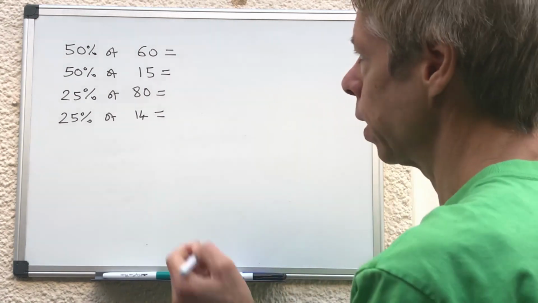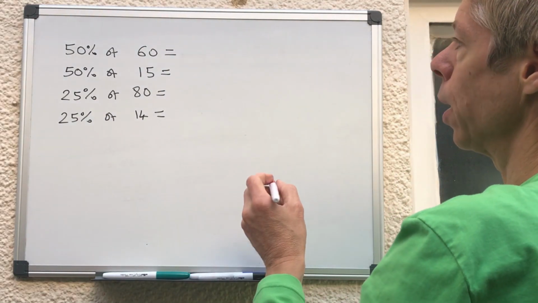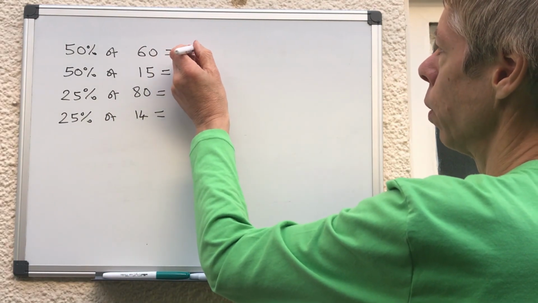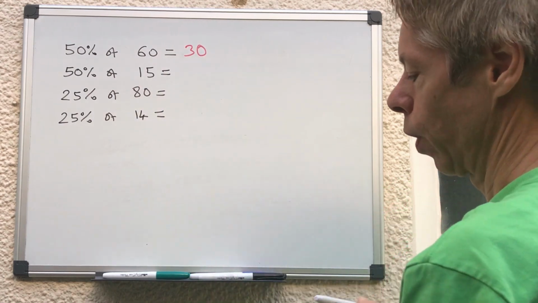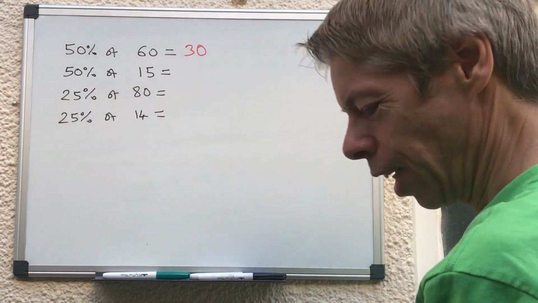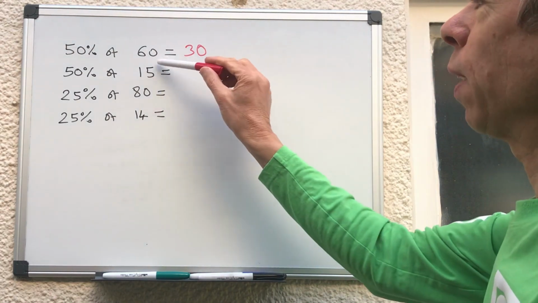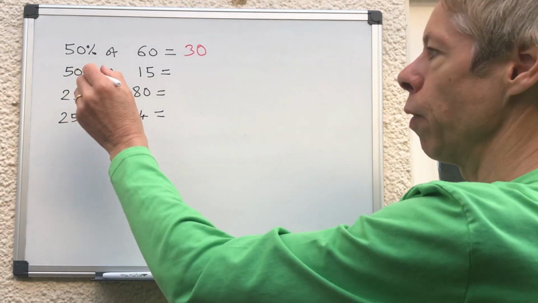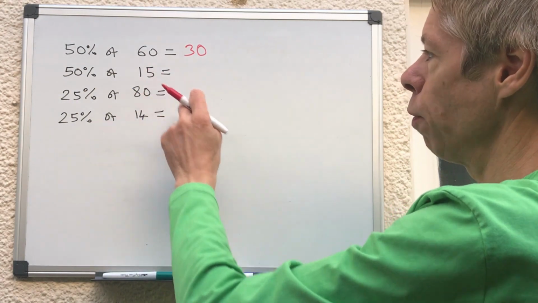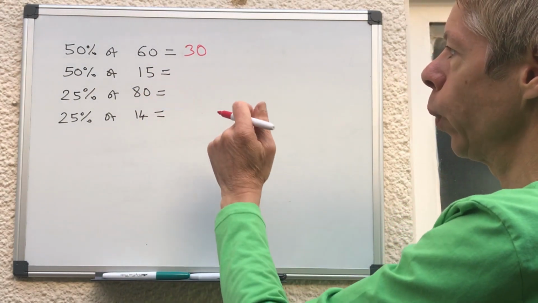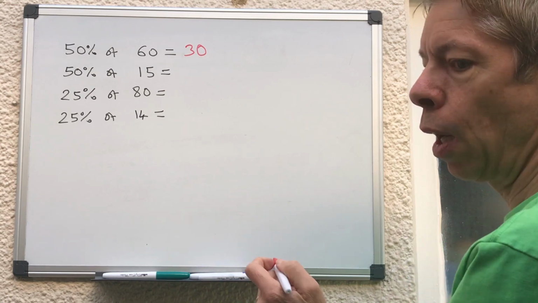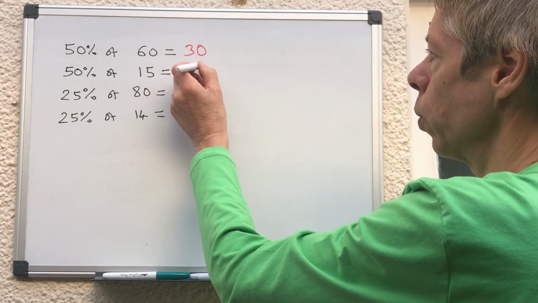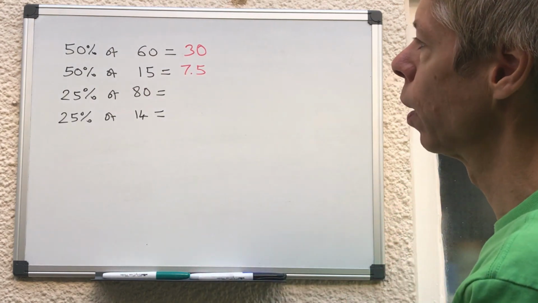So, answers to these. 50% of 60 is half of 60, which is 30. Okay, 50% of 15, so half of 15, so if we take off 1, we get 14. Half of 14 is 7, and then half of the odd 1 is always 0.5, so 7.5.